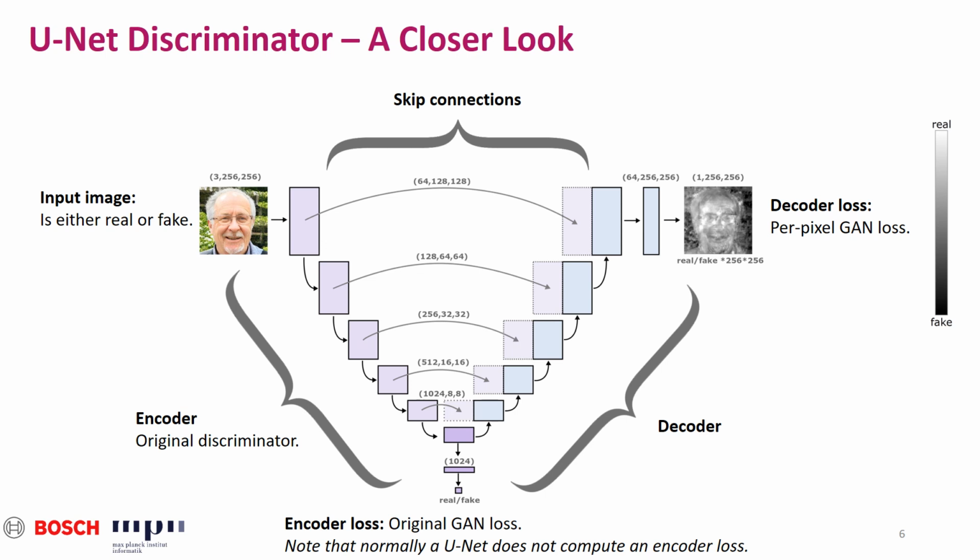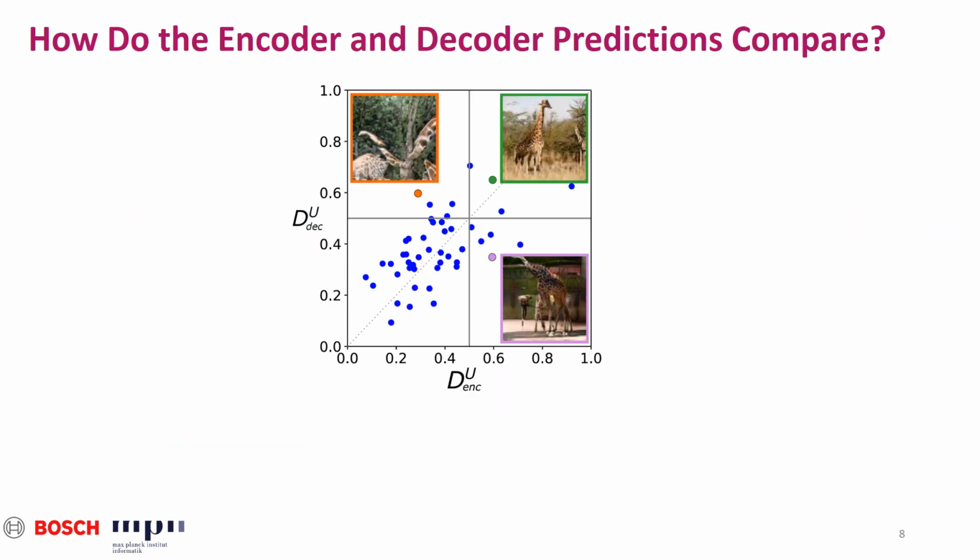Now the question arises, do the encoder and decoder agree or disagree when they predict the probability of an image being real or fake? To address the question, how much encoder and decoder disagree, we here plot the encoder and decoder predictions for a training batch of generated images. On the x-axis, you see the encoder predictions, which range between 0 for completely fake and 1 for completely real. Similarly, the y-axis shows the average per-pixel prediction of the decoder. Every blue point corresponds to an image in the batch.